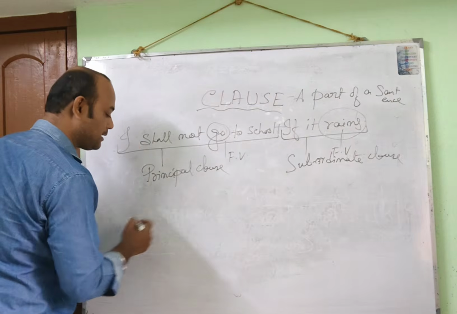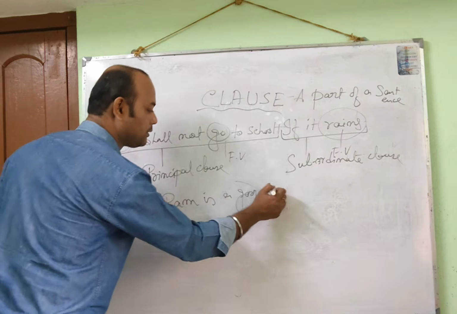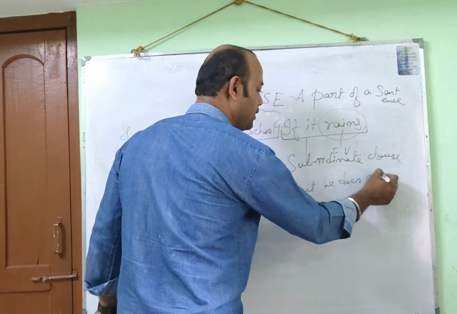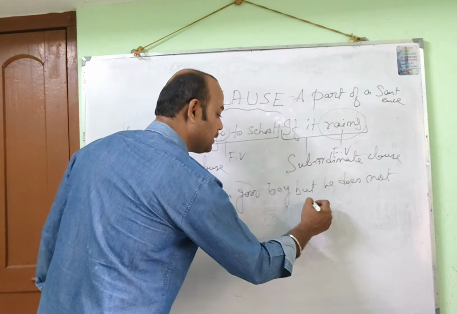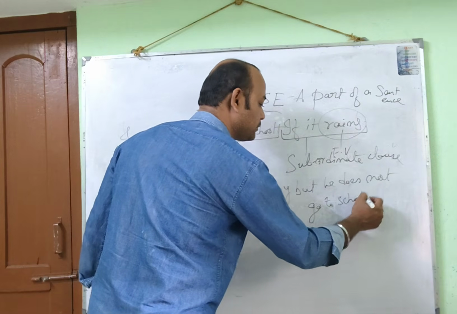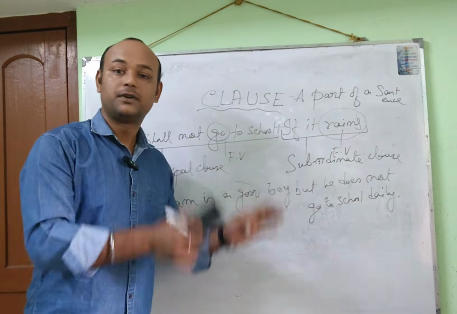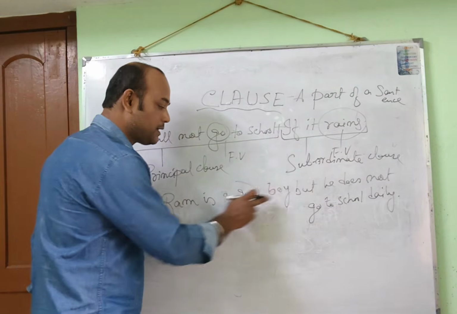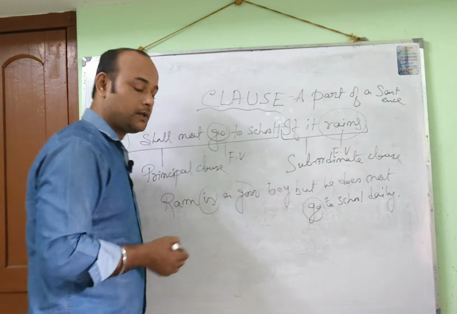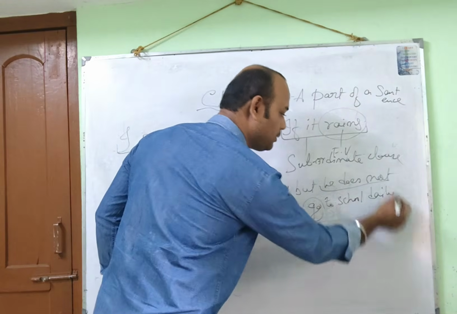Okay. Now let me write another sentence. Ram is a good boy, but he does not go to school daily. Now we have to find out how many finite verbs are there. Ram is a good boy. There is a verb. But he does not go. There is also a verb. So we have two clauses. Ram is a good boy. He does not go to school daily.